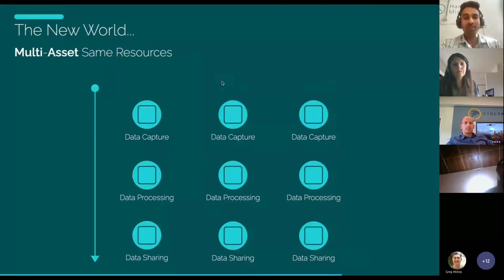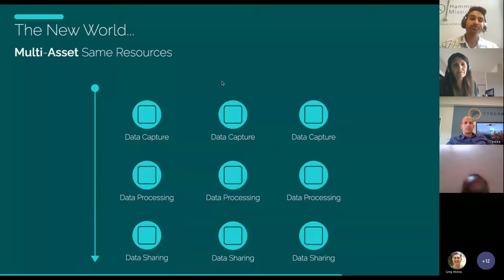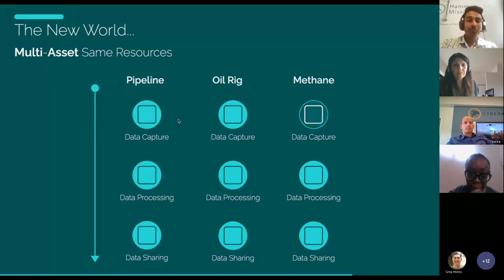So the new world, which I think is going to be a more efficient world, is if you're doing many different types of data capture, many different types of workflows, you would be able to do them with similar resources or resources that have an extremely high overlap. Going back to pipelines, oil rigs, and methane, you're not always going to be able to use everything the same way. Obviously you need to be able to sense methane, so you need a methane sensor as opposed to a camera for visual inspections. There will be discrepancies, but the aim is that in this grid, you try to make it look as uniform as possible so that you have consistency in your workflows and not every single use case is tackled separately or differently.